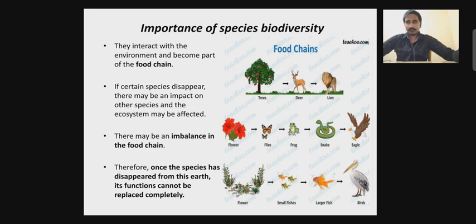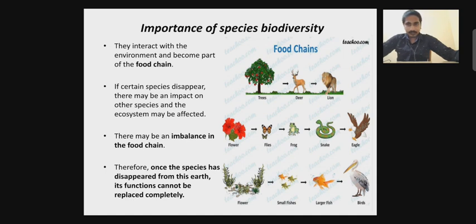So just for one second, suppose there is no deer in the middle. What would happen? If there is no deer in the middle, eventually the trees will grow in huge numbers, isn't it? And the other thing that will happen is the lion will die out of hunger, out of starvation, isn't it? So because of the availability of species, there is a continuous running of the food chain.